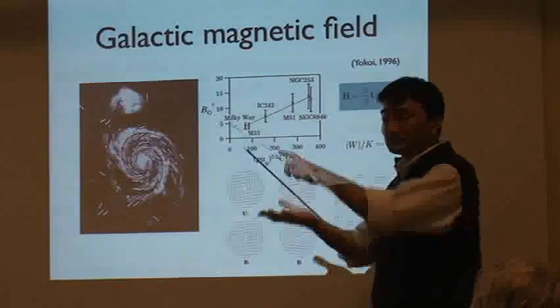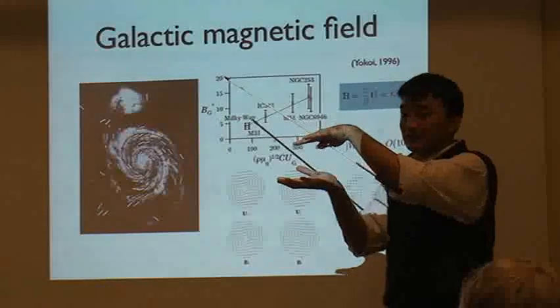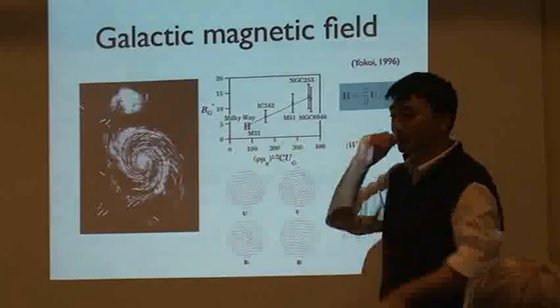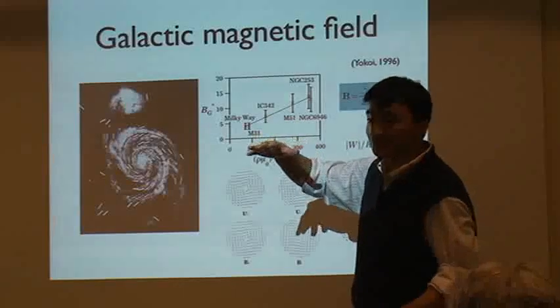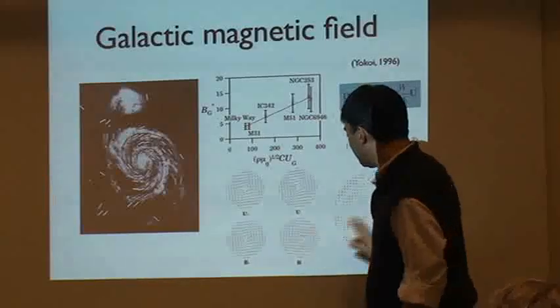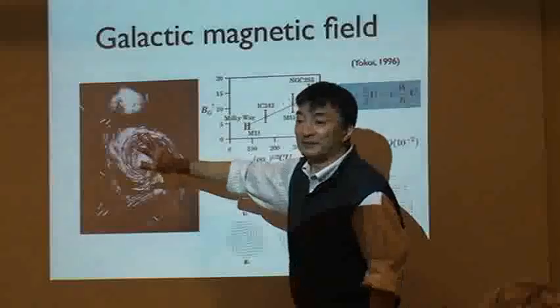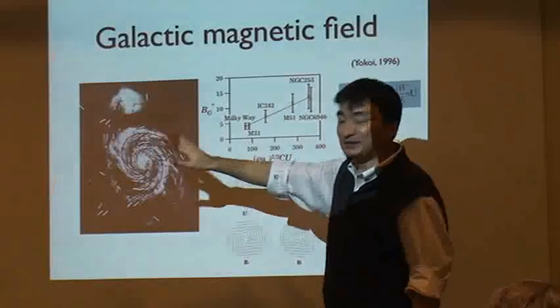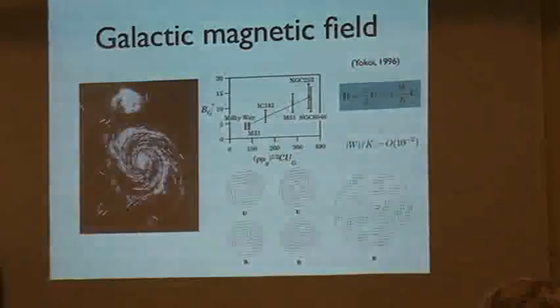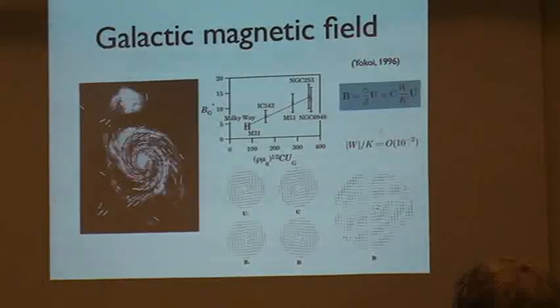Assume some corrugation of density, which is really observed in real galaxies. Then we can easily show this type of configuration. But that is a very, very simple argument. This is one application of this.